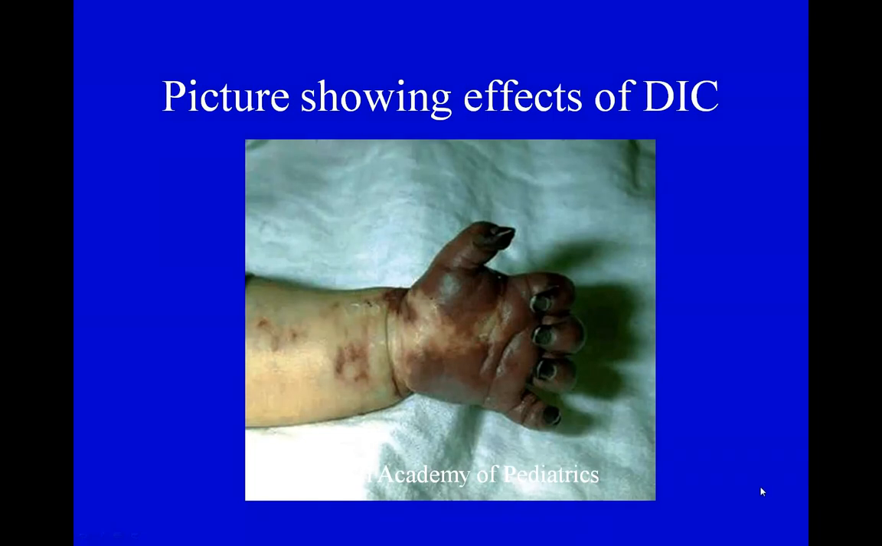And this is pretty graphic, but with DIC, you lose circulation, and you can see this is not going to be saved again. We have permanent necrosis or dead tissue that's happened. This can be seen in meningitis, which is an infection.